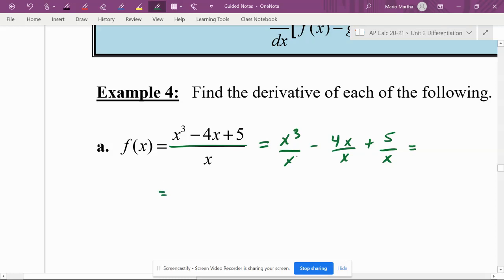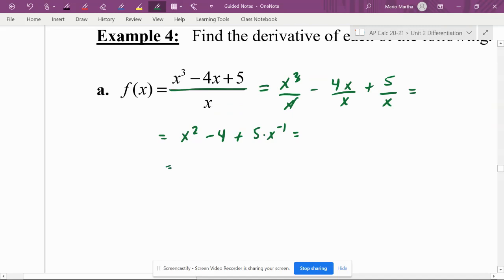So that's going to give us x to the second power and then minus 4 and then plus 5 times x to the negative 1. So here, again, we want to simplify one more time. So that's going to be just our f of x, right? We haven't even started taking the derivative. So x to the second is our first function, so n equals 2 here. Our n minus 1 is going to be just positive 1, right? So that's f prime of x.